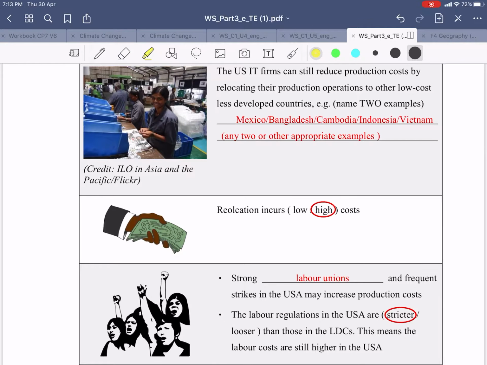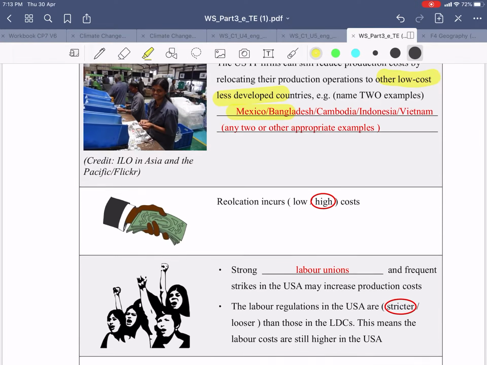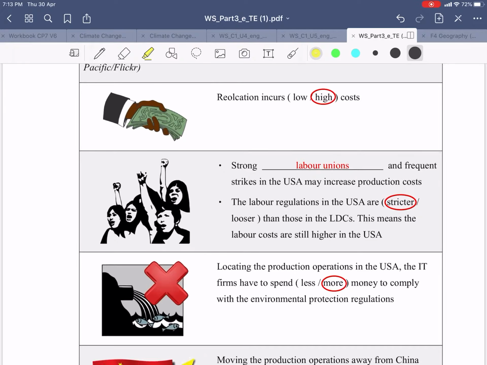but is it all that's happening? No, because some of the production plants are still in LDCs. Okay, why? Because generally this kind of country still has low cost, such as Bangladesh, such as Mexico. Okay, relocation also incurs high costs, just like what Mr. Leung was talking about. Why is Mr. Leung not going to move from Sha Tin to Tuen Mun right now?